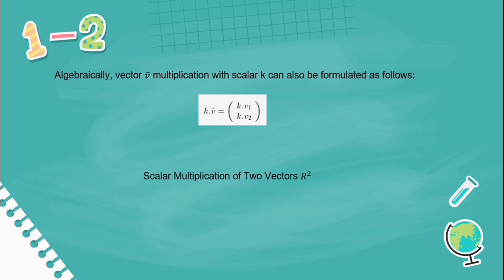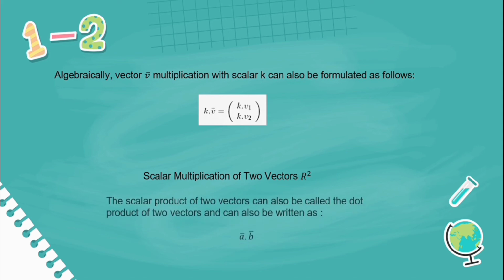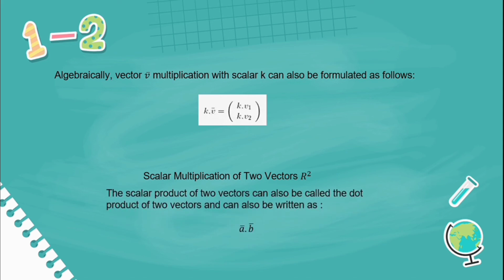Scalar multiplication of two vectors in R square. The scalar product of two vectors can also be called the dot product of two vectors and can also be read as vector a dot vector b.